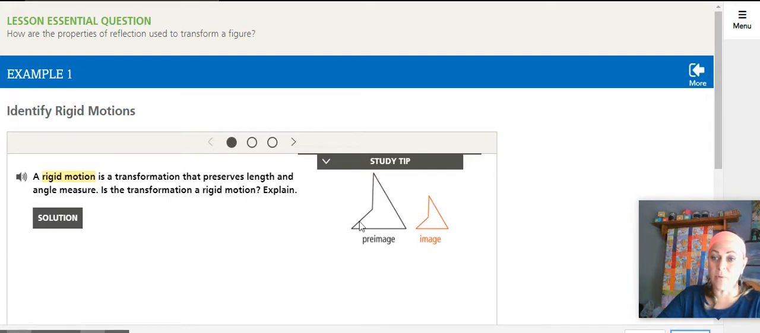So look at the pre-image. That's before anything happens. And then the image. Do these look like they just changed location, or do they look like they changed shape? Keep in mind, rigid doesn't change the shape at all. It doesn't change the angles. It doesn't do any of that. It preserves the sides and it preserves the angles. So hopefully you can answer whether this is or is not a rigid motion.